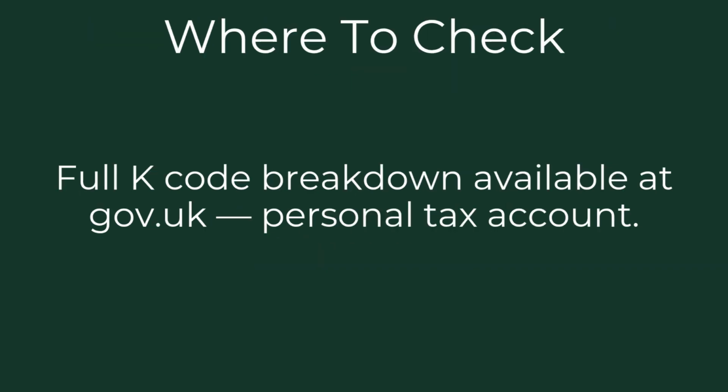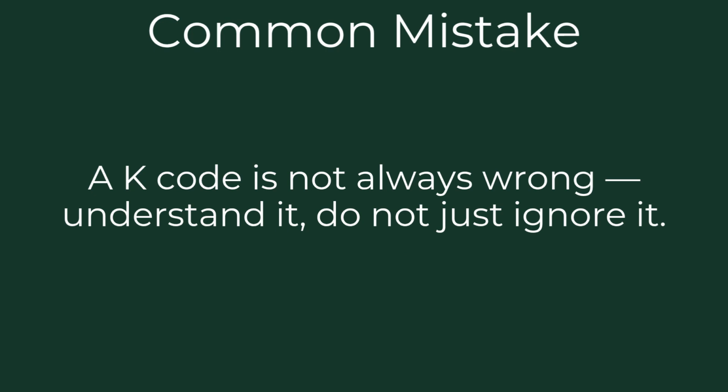Your full tax code breakdown is available through your personal tax account at gov.uk. This shows exactly what is included in your K code and why the figure has been calculated the way it has. A common mistake is assuming a K code means something has gone wrong and panicking. In many cases, the code is correct. It simply reflects a taxable benefit or a previous underpayment being collected. The important thing is to understand it, not to ignore it.